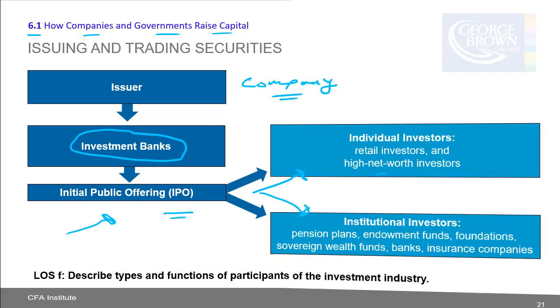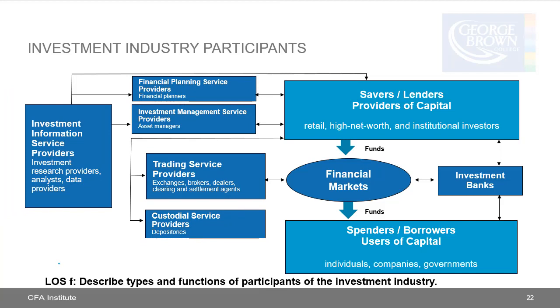Okay, so this is the last slide with regards to the learning outcome statement describing types and functions of participants in the investment industry. So if we just start from left to right at the top here, we can see here on the left-hand side, some of the participants are investment information service providers that provide research and data.